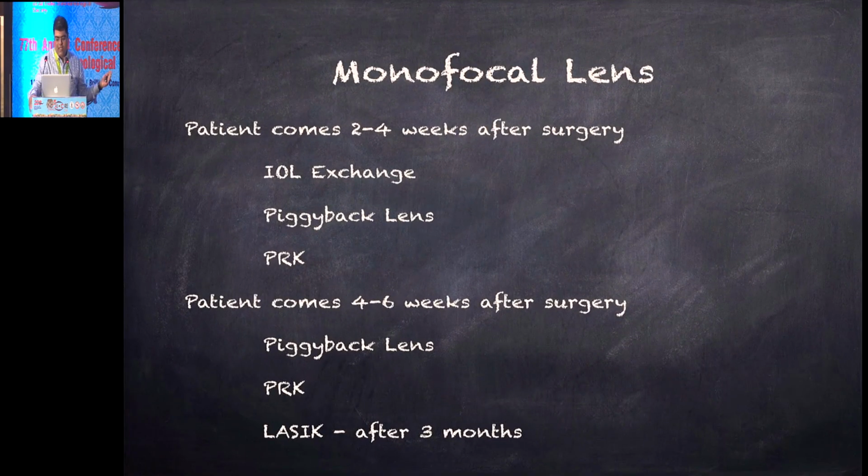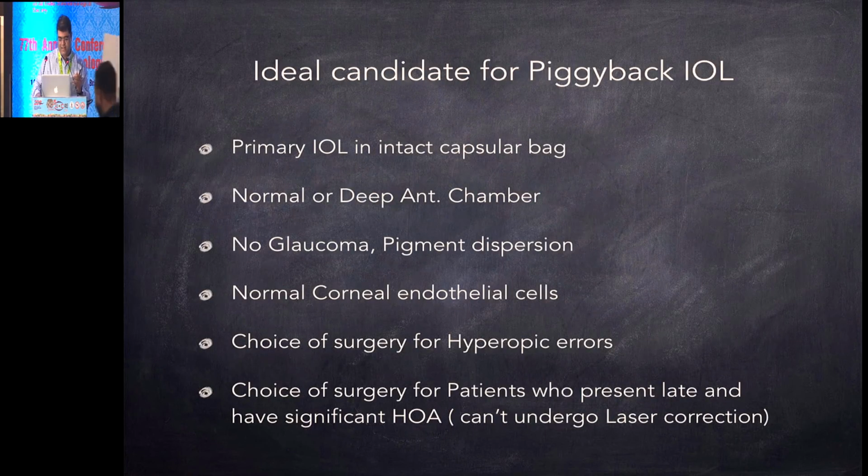If you have a monofocal lens patient, you have all the options available. If he comes 2 to 4 weeks after surgery, you have IOL exchange, piggyback, or surface ablation can be done once 4 to 6 weeks have passed. And if the patient comes late after surgery, after 4 to 6 weeks, you can even do LASIK after 3 months. For LASIK, you need to wait for at least 3 months.